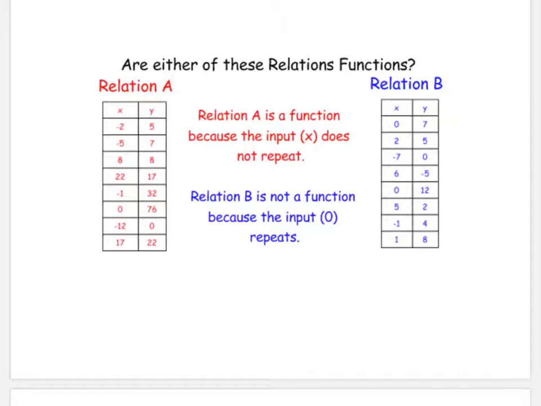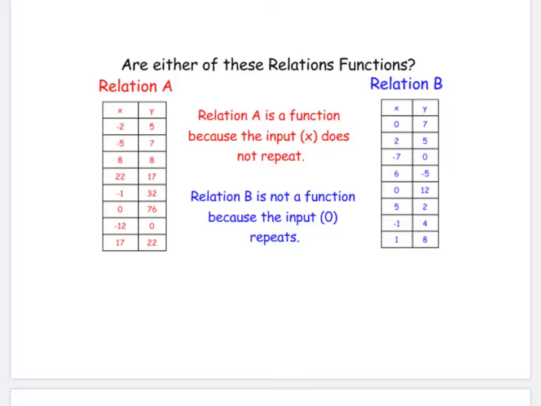In order to determine if a relation in a table is a function, you have to look if the input repeats. The input can repeat as long as it doesn't have a different output. Meaning if I put a 5 into the equation or into the relation, I would expect the same number to come out every single time. So if we look at relation A, the list of ordered pairs from the table, relation A is a function because none of those inputs in the x column repeat. Relation B, however, is not a function because the zeros as the input repeats.